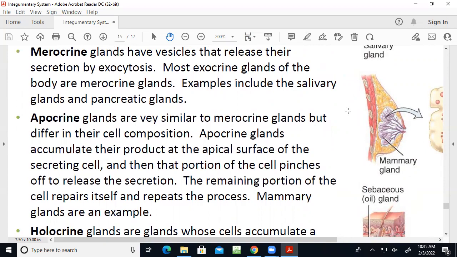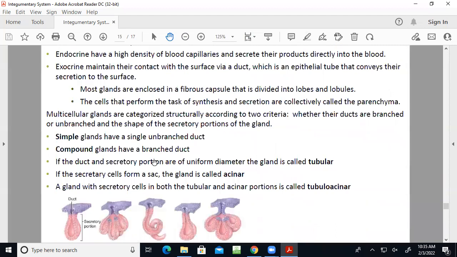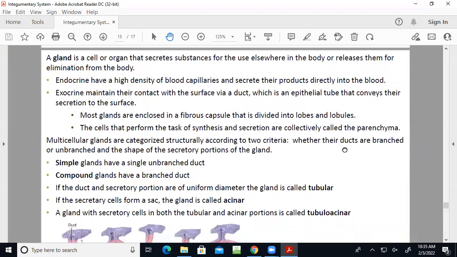Okay, moving on from hair, our next accessory structures we're going to talk about will be your glands. Thinking back to Tuesday, I introduced glands and glandular epithelium. We learned in that lecture that a gland can be described as a cell, group of cells, or an organ secreting substances, either for use elsewhere in the body, like in the case of hormones, or just to be released from the body altogether, like in the case of sweat and oil.